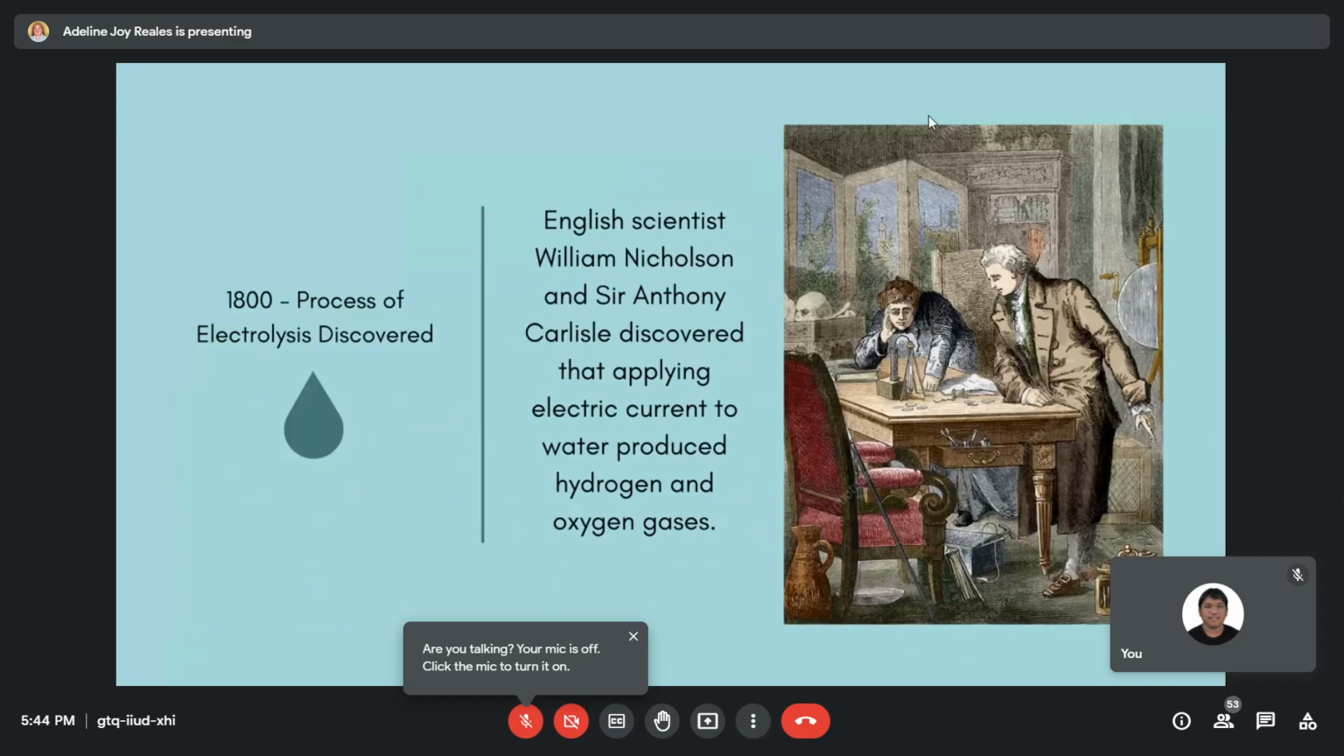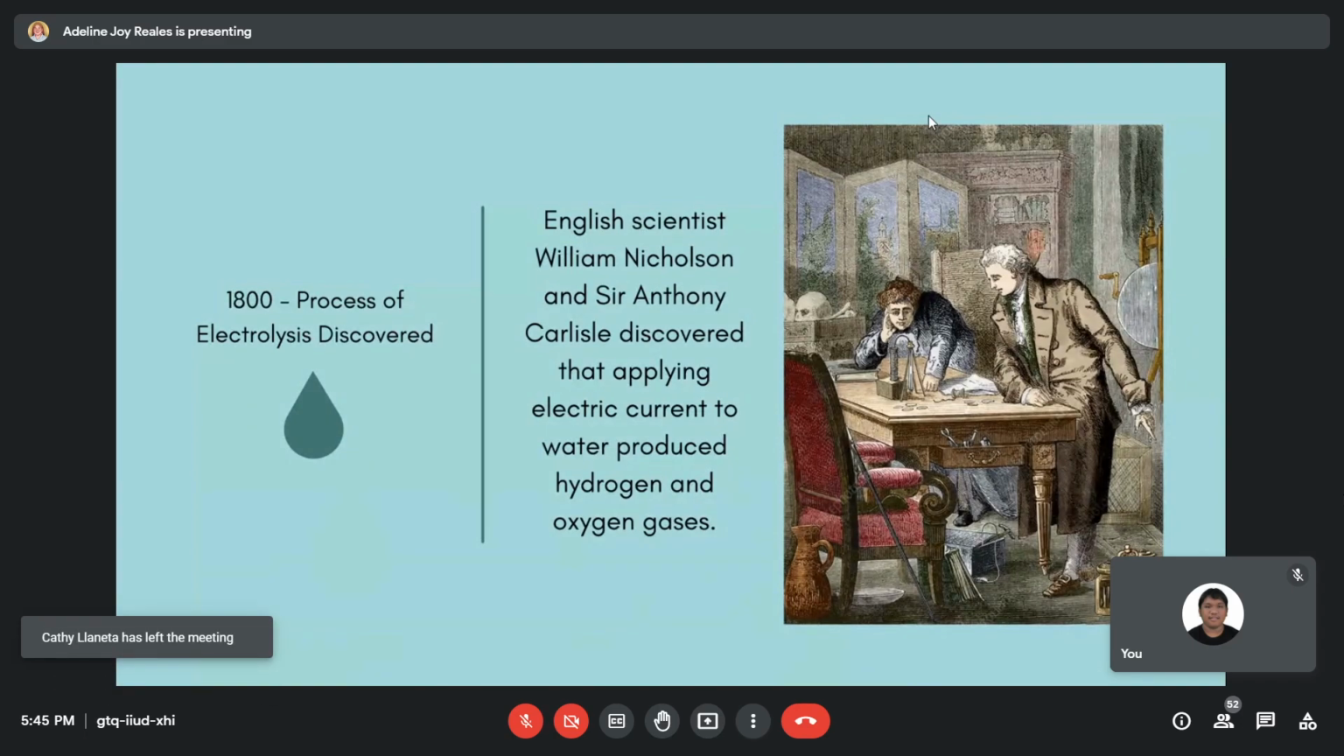In the 1800s, English scientists William Nicholson and Sir Anthony Carlisle discovered that applying electric current to water produced hydrogen and oxygen gases. This process was later termed electrolysis. The discovery of electrolysis was an important historical step in the development of hydrogen energy and the hydrogen fuel cell that came about in 1838.